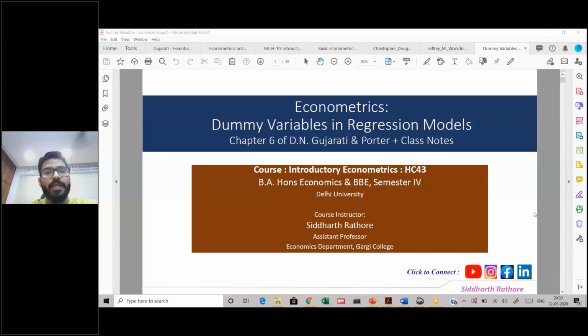What we're going to cover today is dummy variables and their role in regression. We're going to cover primarily chapter 6 of D. N. Gujarati, Essentials of Econometrics. This course is extremely important from your examination point of view, Eco Honors, as well as if you're appearing for BBE, and other entrances. This kind of analysis, in which one of the variables is a categorical variable, is a typified case in which we use dummy variables. We'll talk about what categorical variables are.